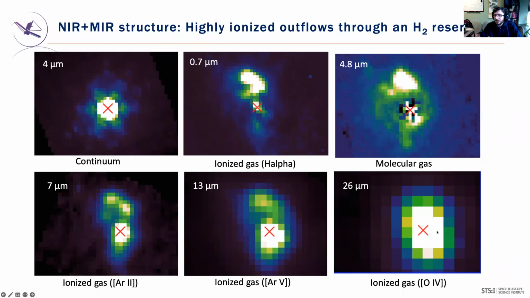By the time you get out to 26 microns, the PSF is becoming huge. It's almost an arcsecond or so in size at these wavelengths, so it's hard to see much in the way of structure. But you can actually see O4 emission from all of these parts of the galaxy as well. And there's substructure in here as well that gets lost in the single map that I'm showing you here.